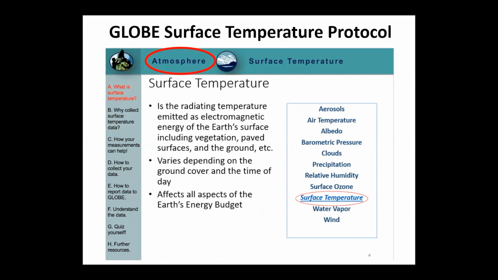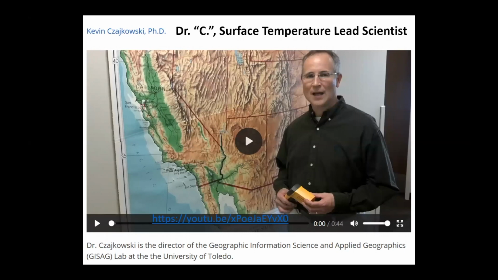And the GLOBE Surface Temperature Protocol, and this comes from the atmosphere eTraining, is that basically what you want to do with this is have a little understanding of the fact that you've got different types of land use, vegetation, paved surfaces, so on and so forth, that are likely to have different temperatures, and all of this does affect the Earth's energy budget. The lead on this is Dr. C, and Dr. C goes by that, and he actually has been to West Michigan several times doing GLOBE trainings for us, because Grand Valley State is a GLOBE partner.